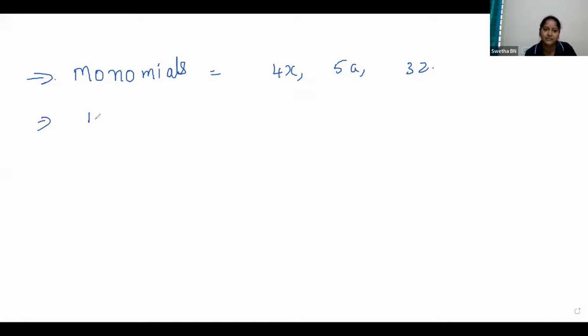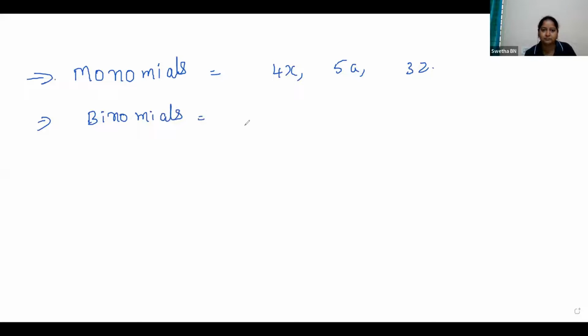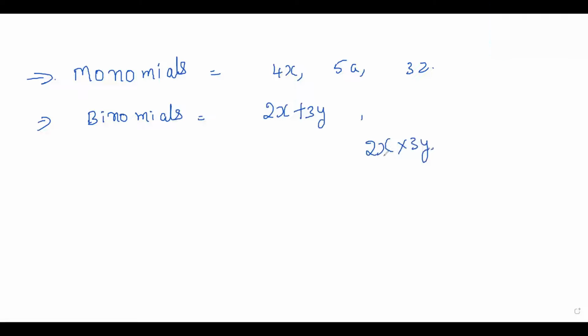And the second type is binomial. So how many terms will be there? Ma'am, 2 terms. Okay, can you give an example? Ma'am, 2x plus 3y. 2x plus 3y, very good. And I'll give another example, 2x into 3y. Is it right?